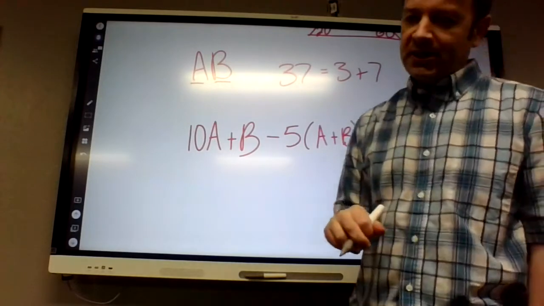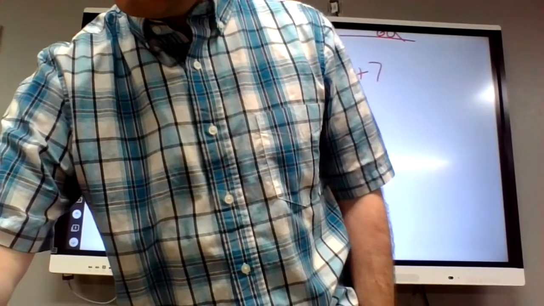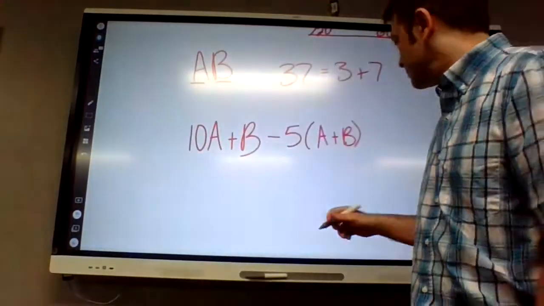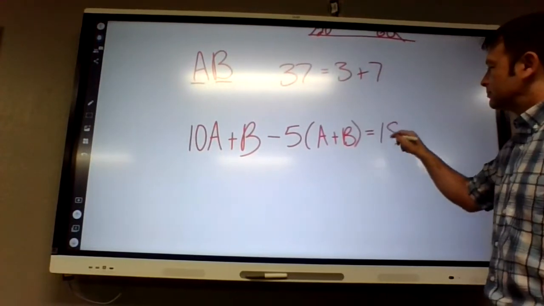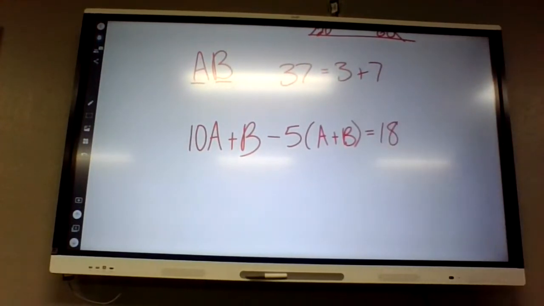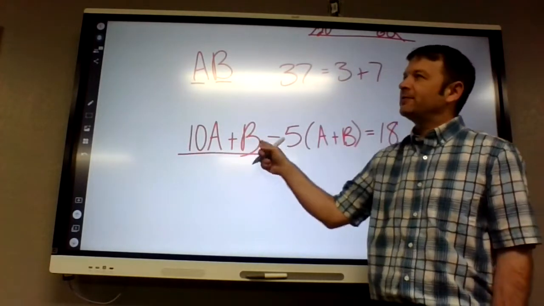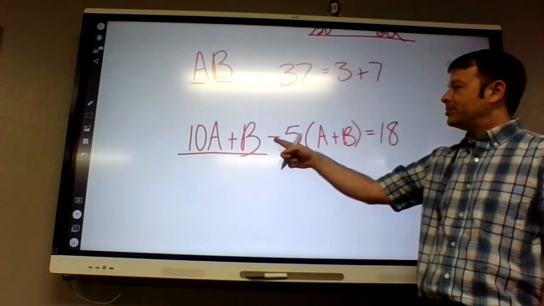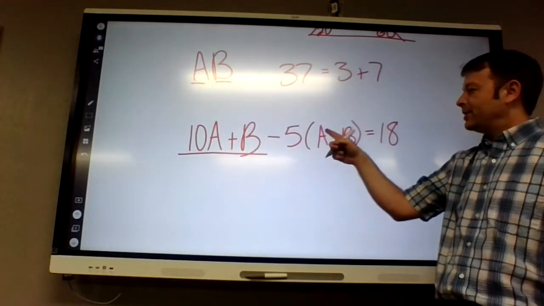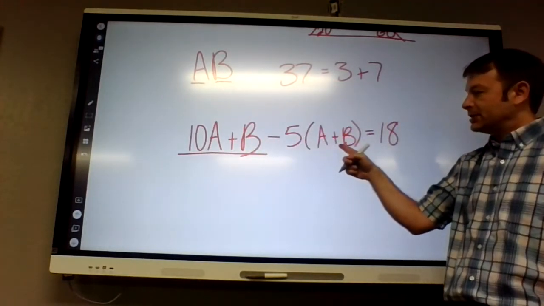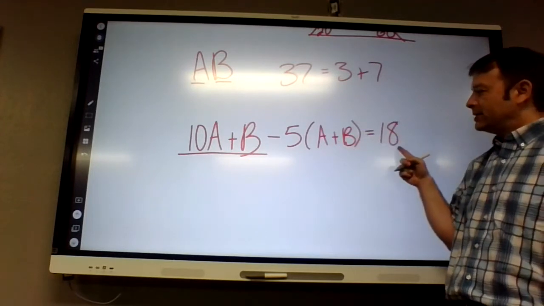And then it says is 18. Did you guys get all that? So it said the difference between the numbers, so this is the value of the number. The difference between that and 5 times the sum of the digits is 18.